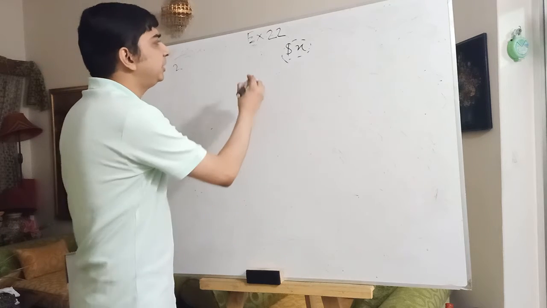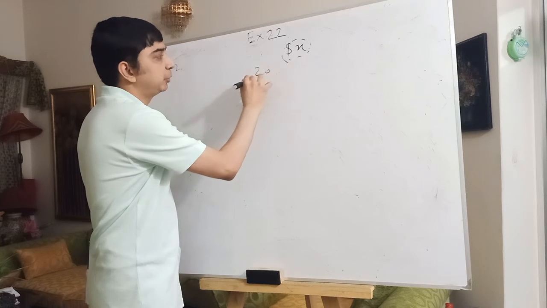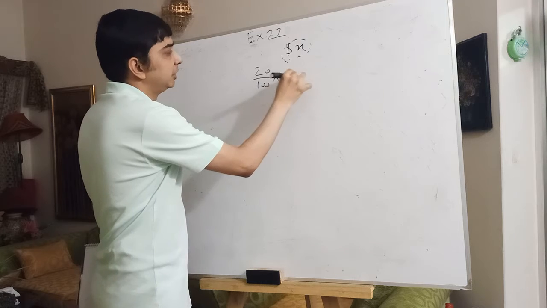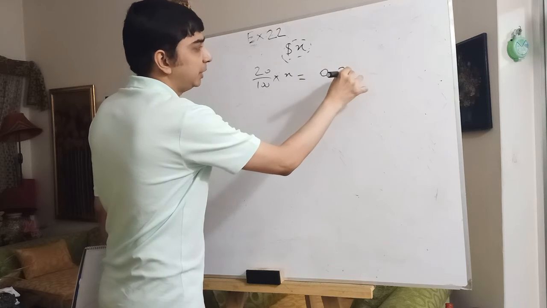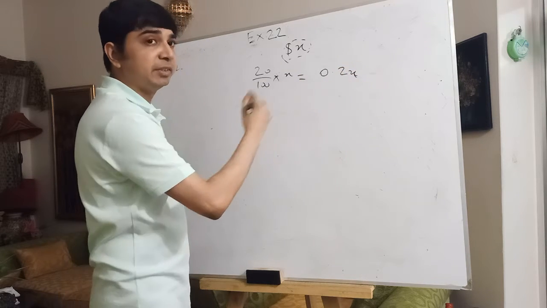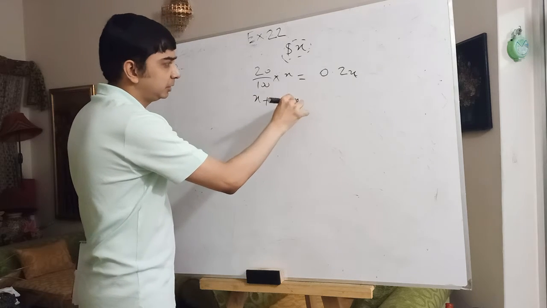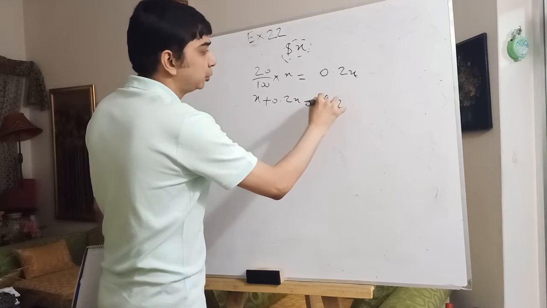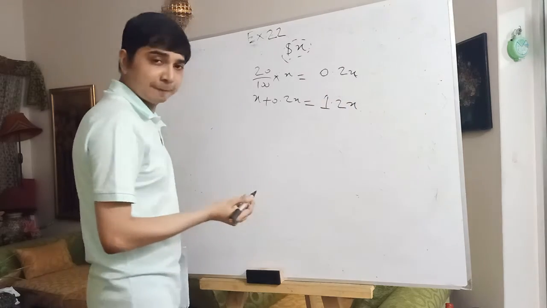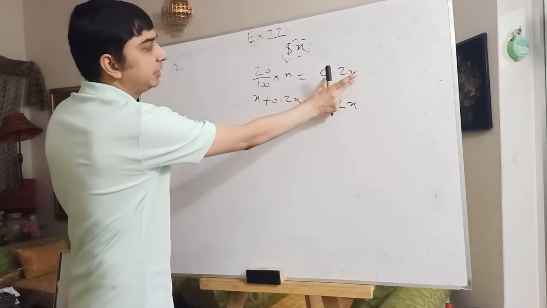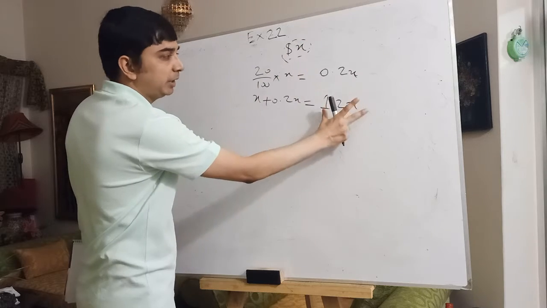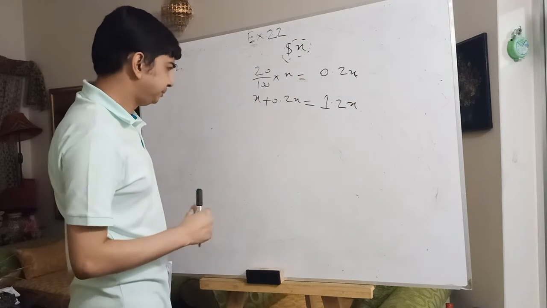So what will be the increase in price? 20% of this. So 20 by 100 into x, which is actually equal to 0.2x. This is what? This is the increase in price. So the new price will be what? x plus 0.2x, which is equal to 1.2x. Okay. So you add to the previous price to get the current price.